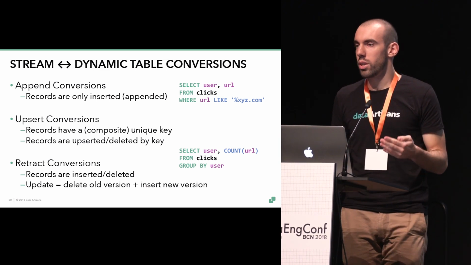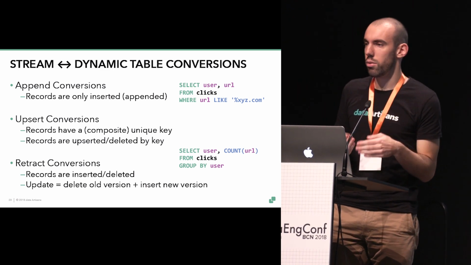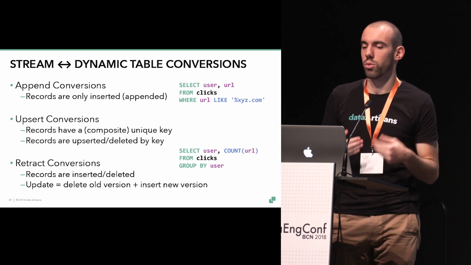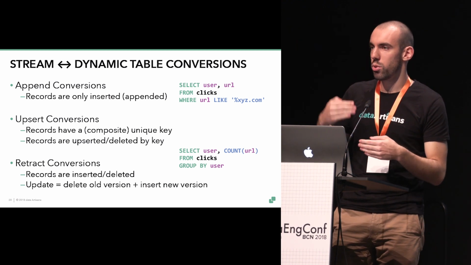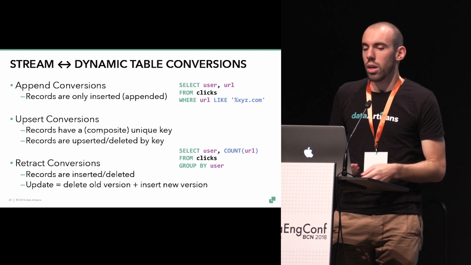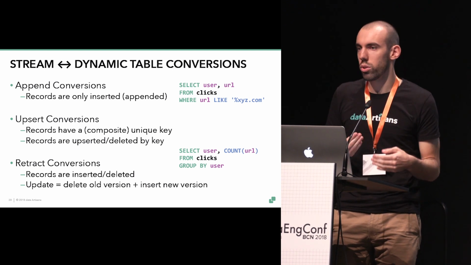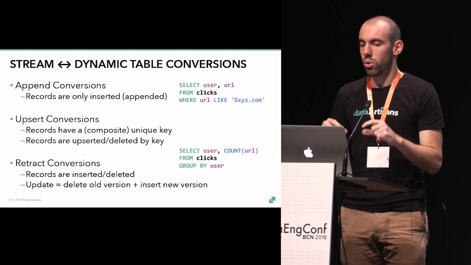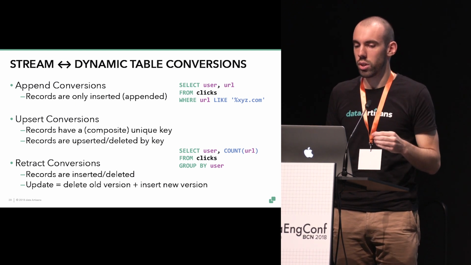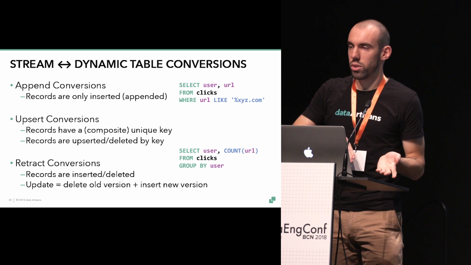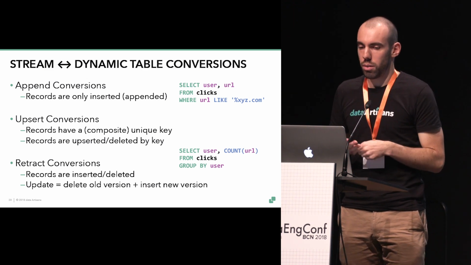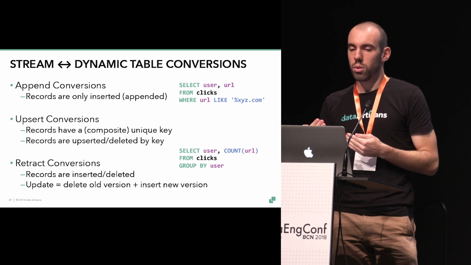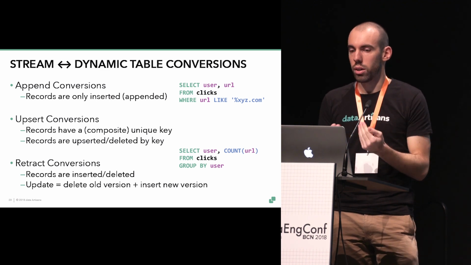If the system or the query does not have a unique key attribute, then we provide another possibility, which we call retract conversions. Instead of sending an upsert message to the downstream system, we first delete the old record, so we delete the record with the old count, and then we send out another record for inserting the new row with the new count. So every update is first a deletion and then an insertion, whereas with upsert conversions it would be just one upsert or delete. So these are the ways you can convert streams and tables back and forth.